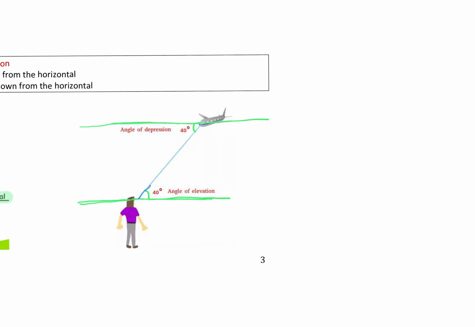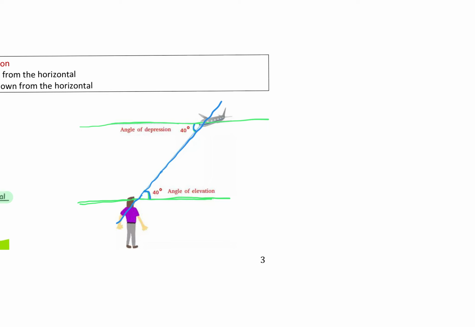This line that is forming those 40-degree angles, the line that represents the angle of depression and elevation, is a transversal line. It's intersecting two parallel lines. So whenever you have a line that intersects two parallel lines, and you look between the parallel lines, you have these interior angles. So the alternate interior angles are going to be equal.